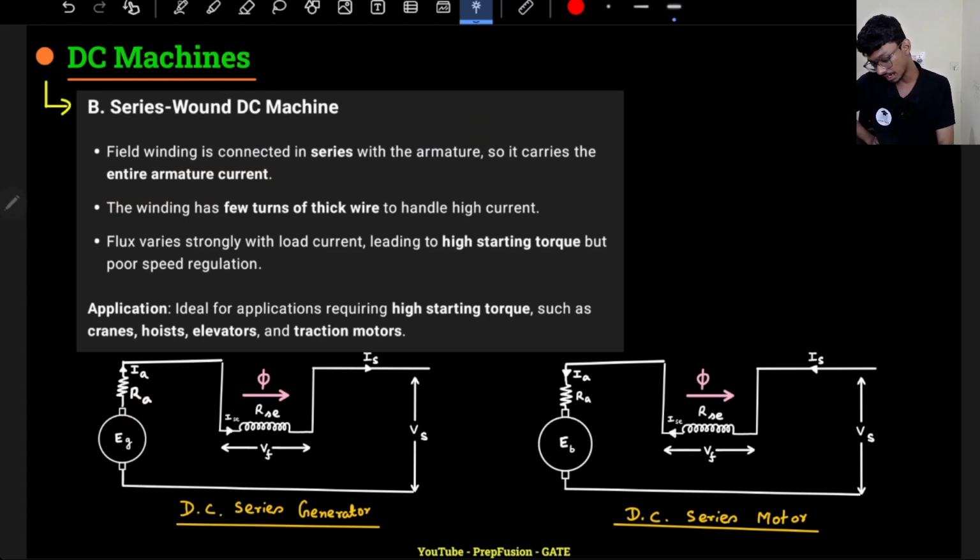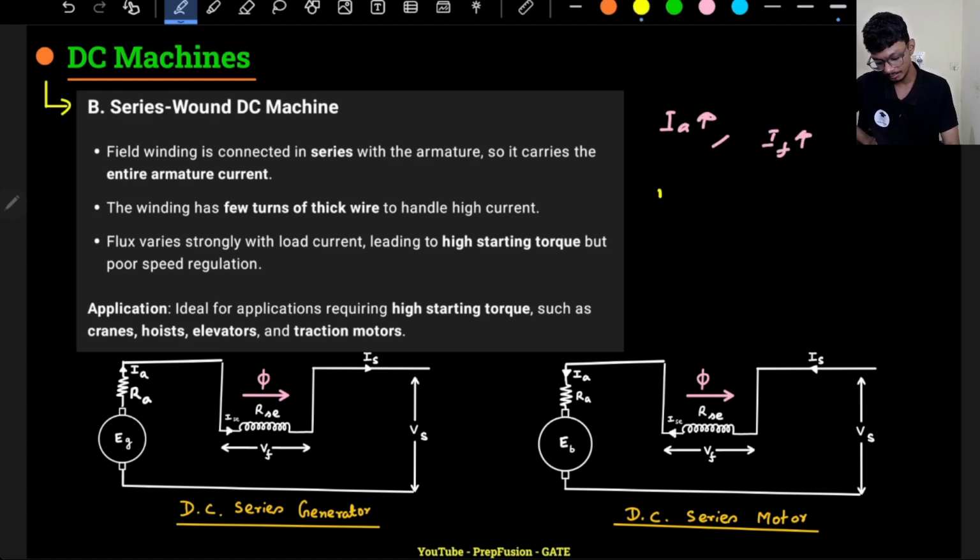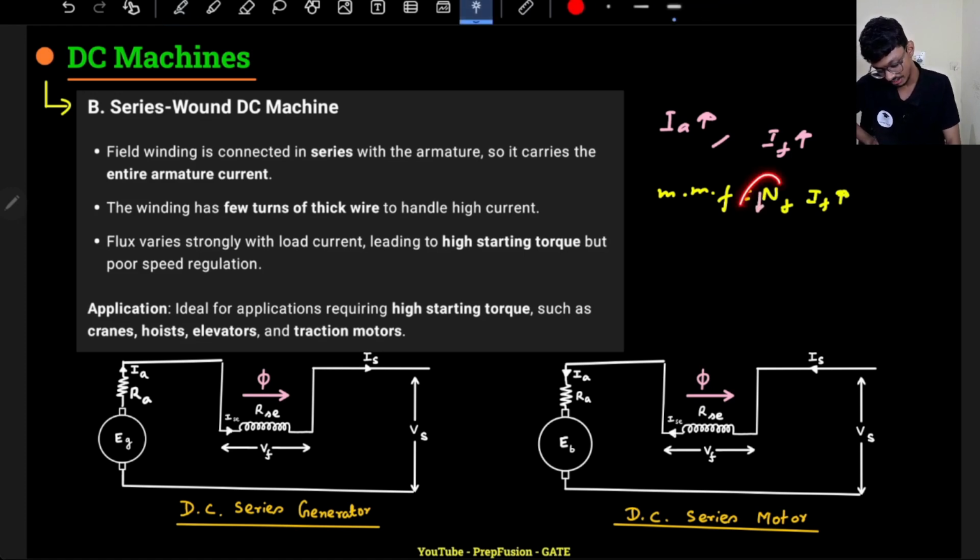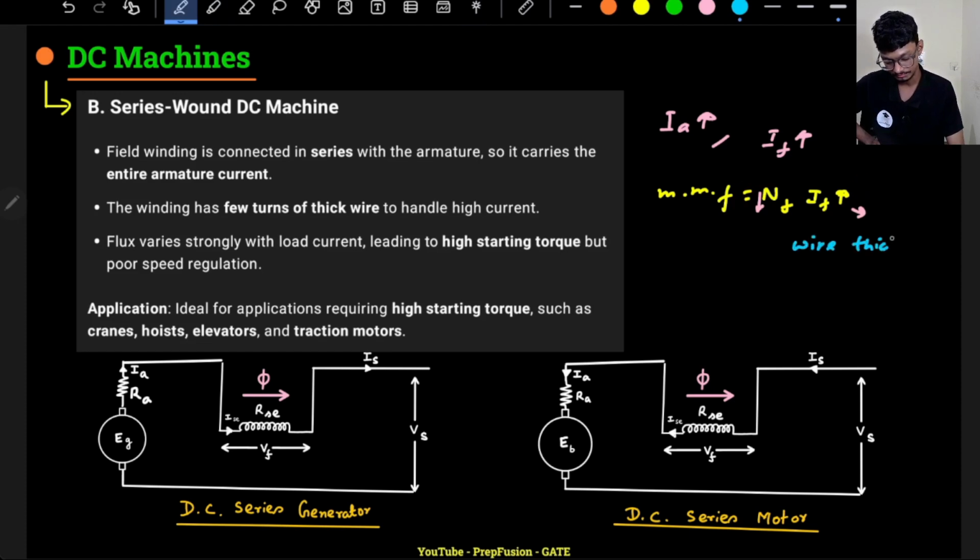Now, as I know, the armature current is generally very high, right? Because it supplies the load as well, and load current is generally very high. So my field current also becomes very high, right? My MMF cannot go very high, else the core will saturate. So I have to reduce the number of turns. That's why the field winding will have a lower number of turns. And again, if the current is higher, then the wire must be thicker, right? It has to support a high amount of current. So with current density constant, the wire will be much thicker.